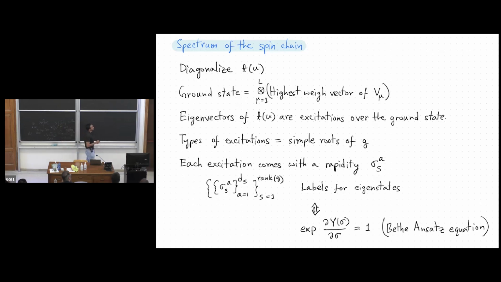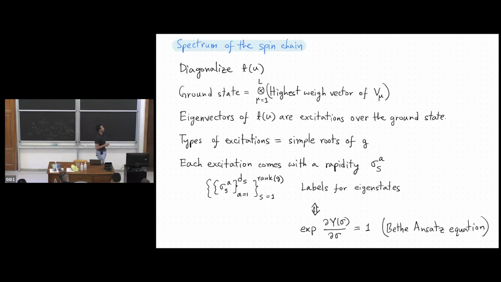Right. Suppose I want to construct an arbitrary excited state. Then I will create different numbers of excitations of different types. This state will have momenta corresponding to the different types of excitations and how many of each type of excitation I have created. So there are two indices. One of them, this s index, corresponds to the rank of my Lie algebra. It's the type of excitation. And this other index, d_s, counts how many of that type of excitation I have created.